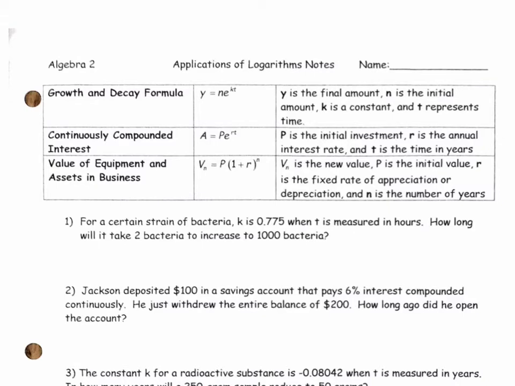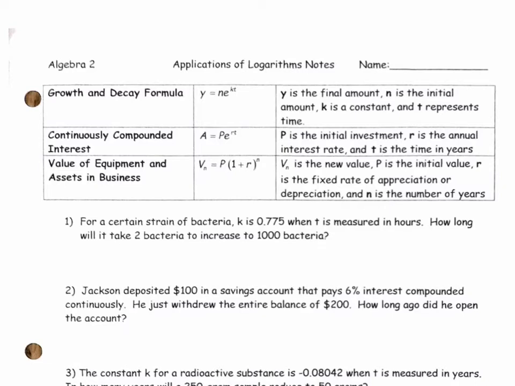The last one is the value of equipment and assets. So V sub n, and the n doesn't really mean anything. It just means what's the value. It's just a subscript. There's nothing to plug in for n here. Equals P times 1 plus r to the nth power. This n is what we plug into.